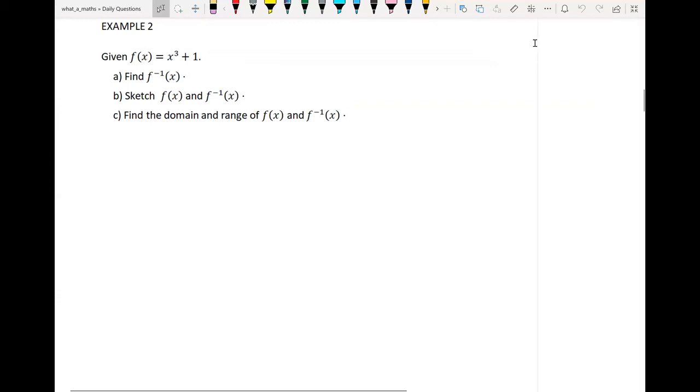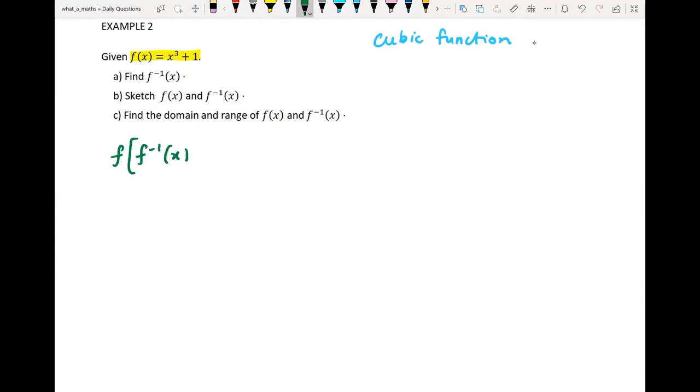Okay, this is an example of a cubic function. Similar to a linear function, it is also quite simple to do. First of all, we have to find f inverse. In order to find f inverse, I will play with the property: f composite of f inverse of x is always equal to x.